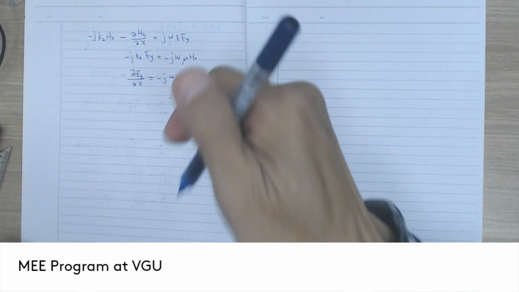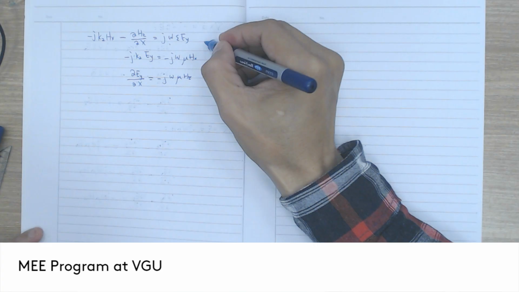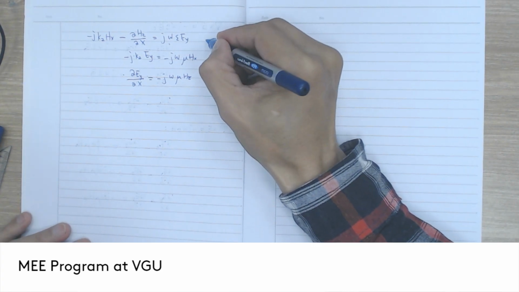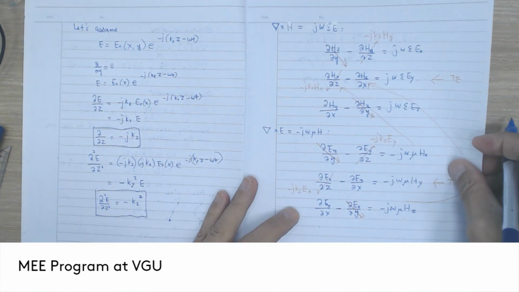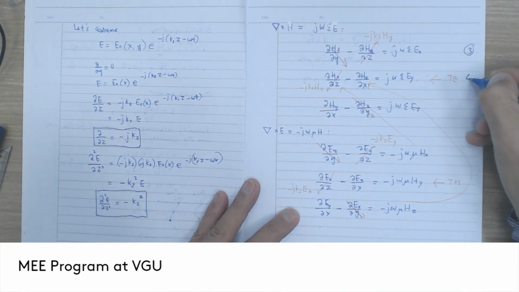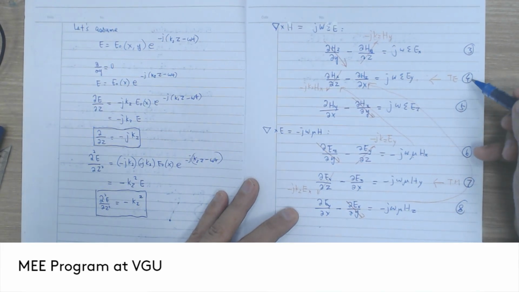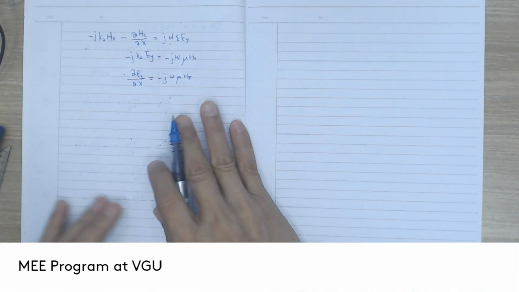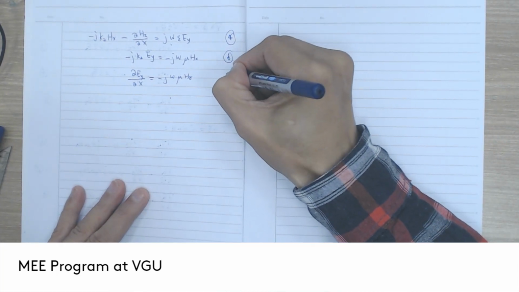Now, let's label the equation first. Say this is equation 3, 4, 5, 6, 7, 8. So what we did was we take out 4, 6, 8.